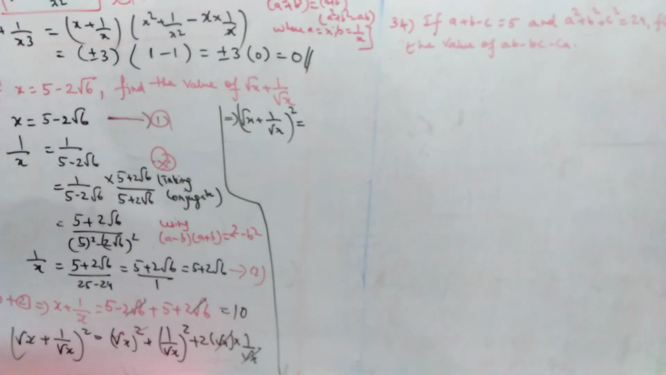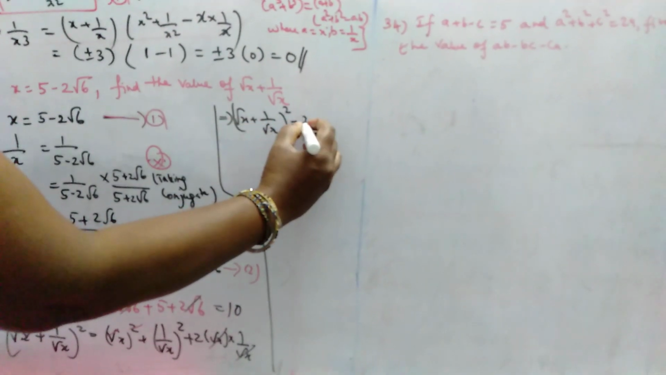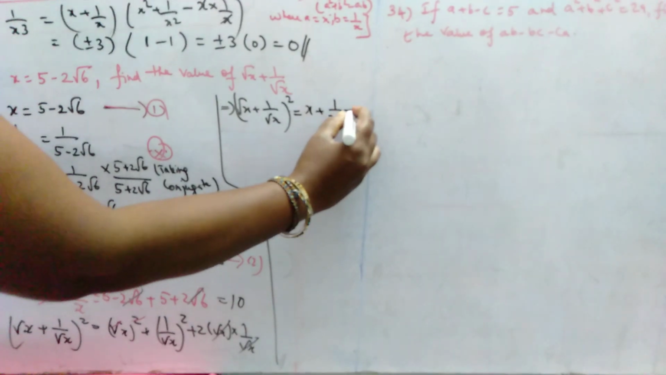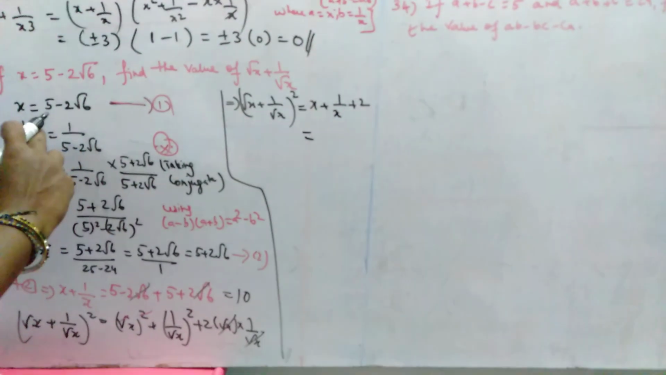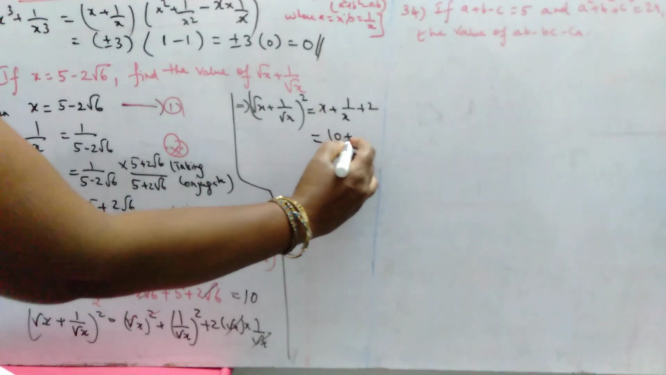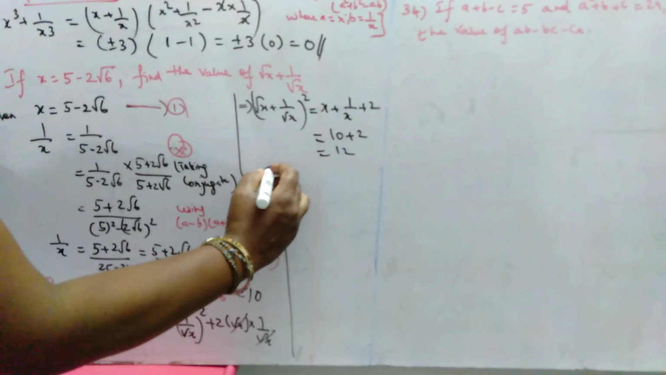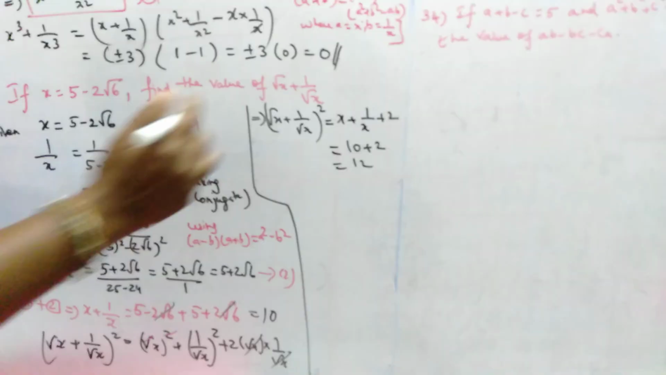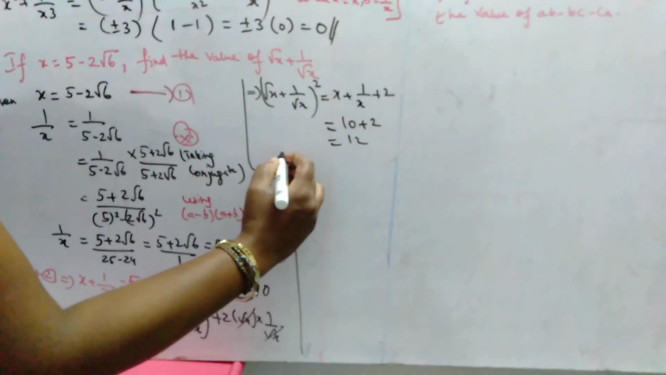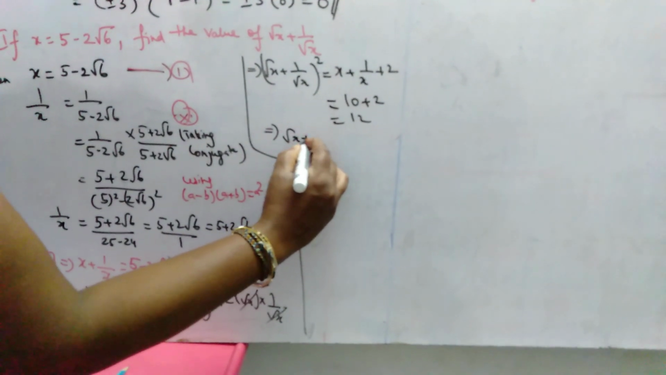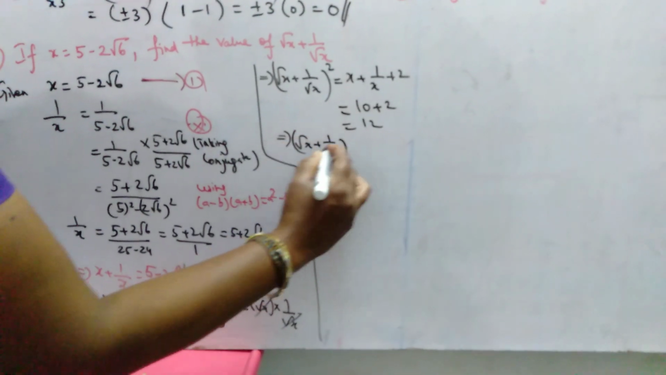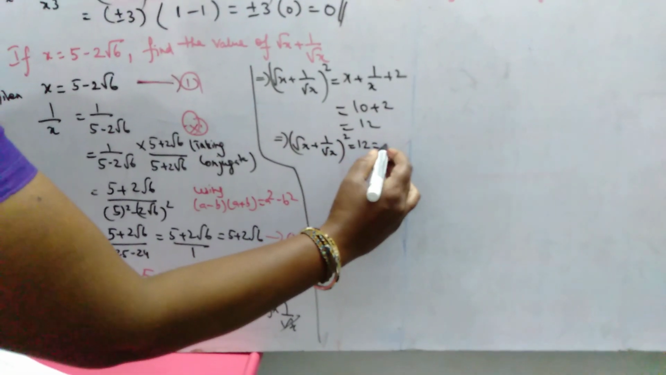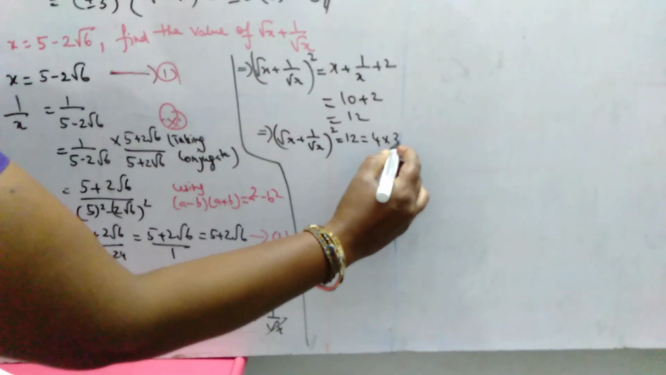You will be getting, which implies x plus 1 by x plus 2. So which is equal to x plus 1 by x is 10, 10 plus 2 is 12. Okay. So root x plus 1 by root x only we need the value. So which implies root x plus 1 by root x the whole square equals 12 equals 4 into 3.